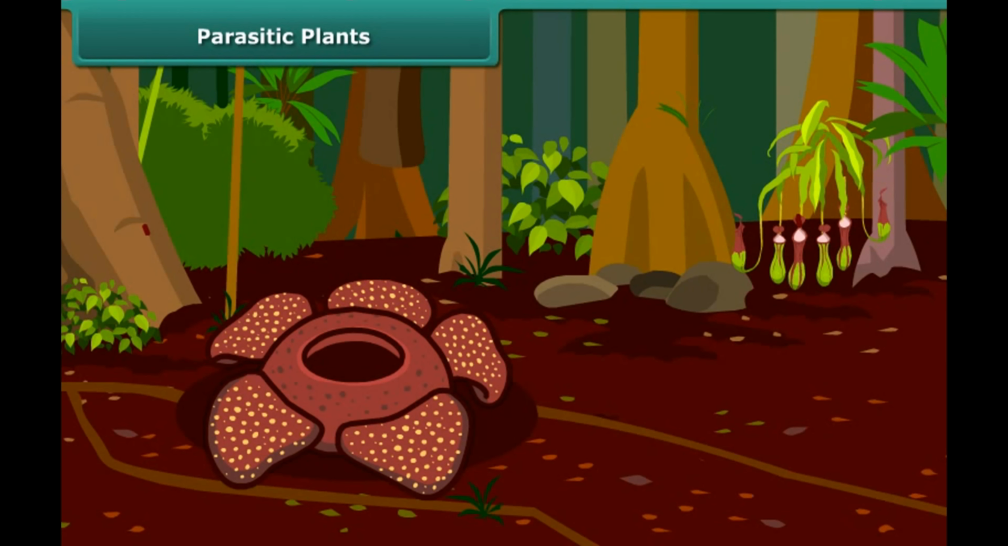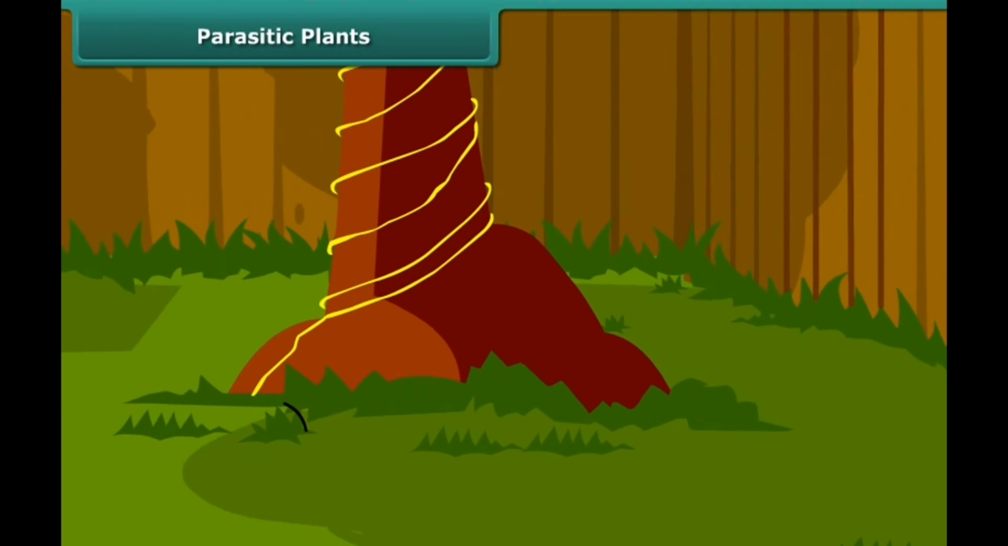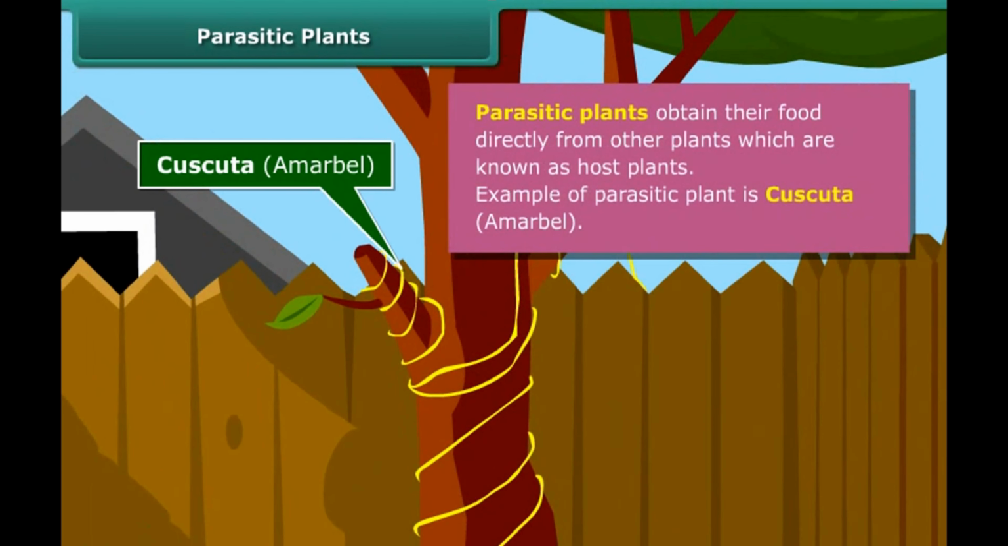The plants which obtain their food directly from other plants are known as parasitic plants, and those plants from which they obtain food are known as host. You might have seen Khaskhata, Amarbale, nearby you, which is an example of a parasitic plant. It coils around the stem and branches as a yellow, tubular structure. You'll be surprised to know that it does not contain chlorophyll, so it takes ready-made food from the plant on which it is climbing. The plant on which it climbs is called a host.